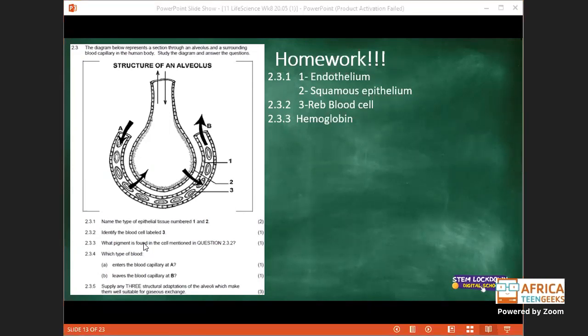Then question 2.3.4, which type of blood enters the blood capillary at A and then leaves at B? Enters at A and leaves at B.